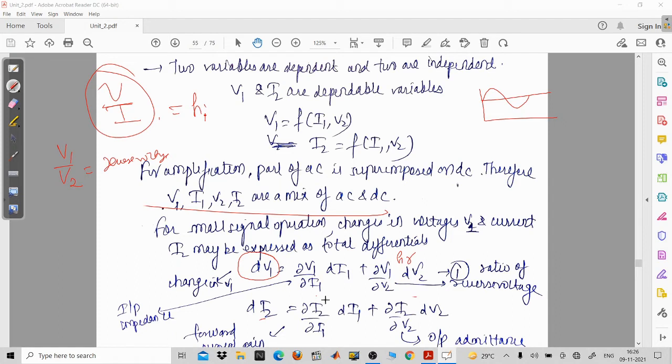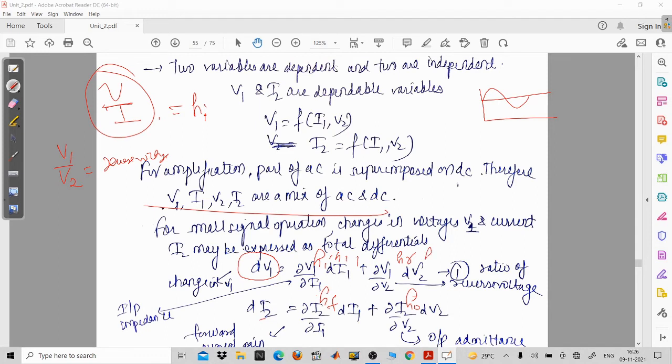Now you can see here the current gain. Again, the ratio of currents, that is the forward current gain, I2 upon I1, then I2 upon V2. So now you have taken the inverse of the impedance, that is, you can say the output admittance. So here this will be Hi, this will be forward current gain, and this will be output admittance. So you can replace this partial fraction by these parameters.